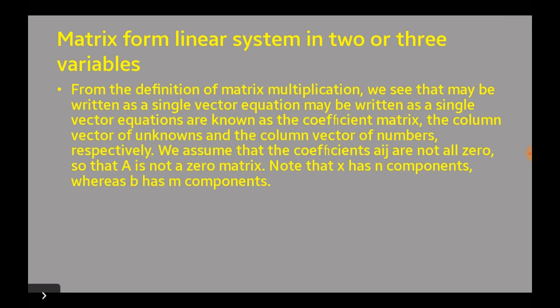Matrix form of a linear system in 2 or 3 variables. From the definition of matrix multiplication, we see that the system may be written as a single vector equation AX equals B, where A, X and B are known as the coefficient matrix, the column vector of unknowns, and the column vector of numbers respectively. We assume that the coefficients aij are not all 0, so that A is not a zero matrix. Note that X has n components whereas B has m components.